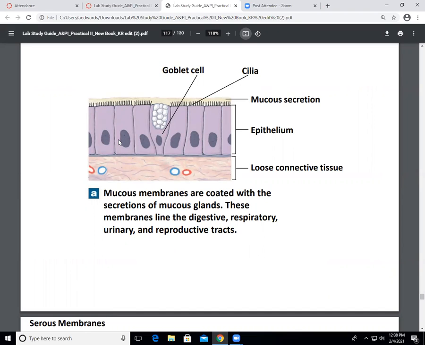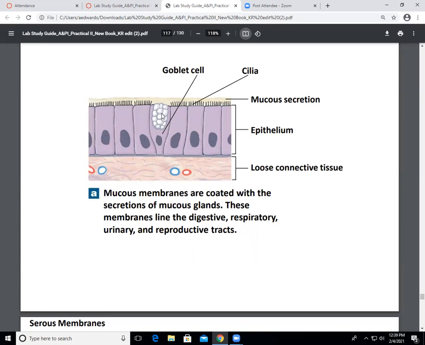And just because I want to make sure you remember from last class, what type of epithelium is this? What's the shape? Well, what do we call it if it's rectangular? Columnar, right? And how many layers is it? 1. So what kind of epithelium is it? Simple columnar, okay?